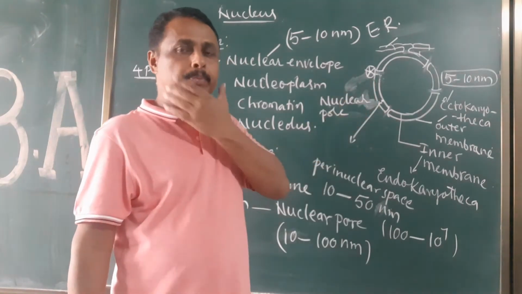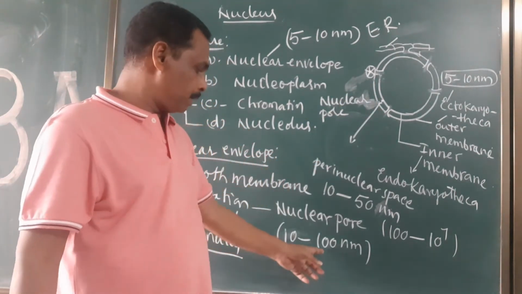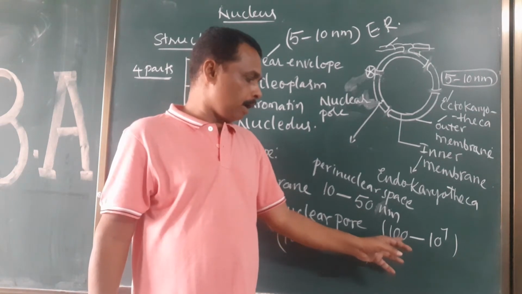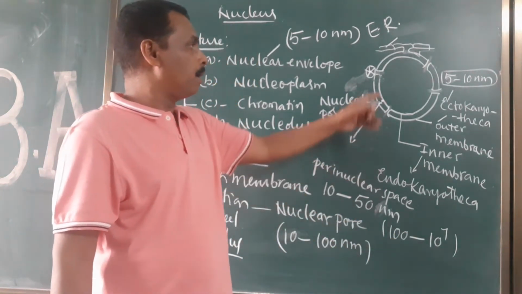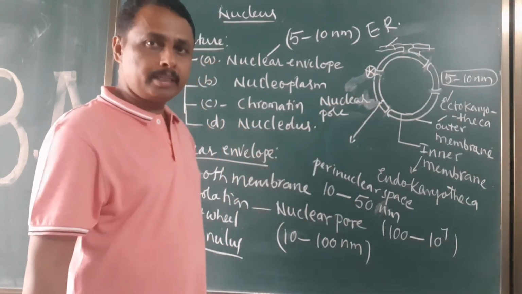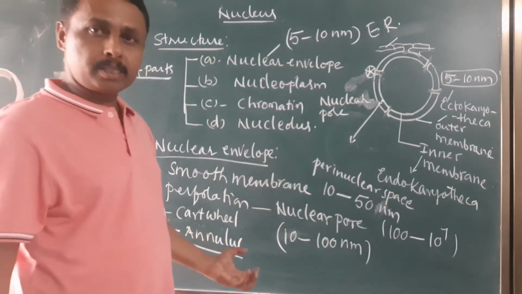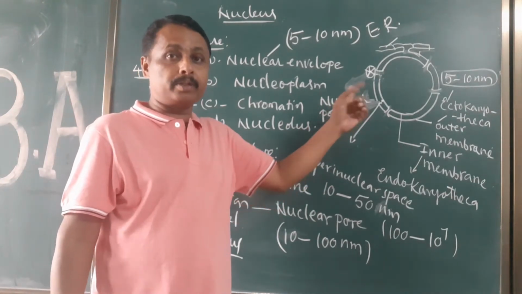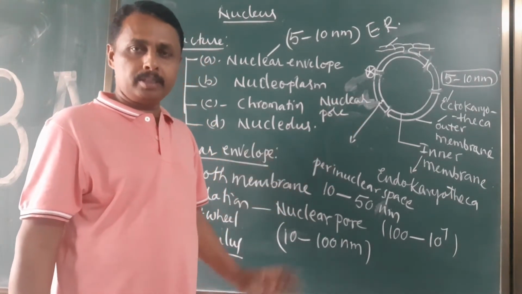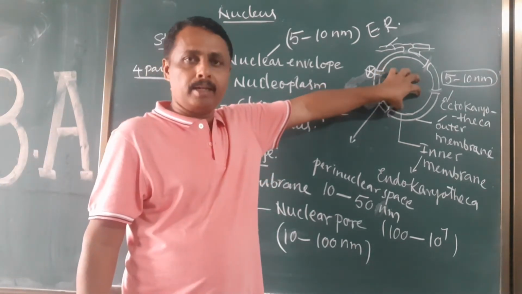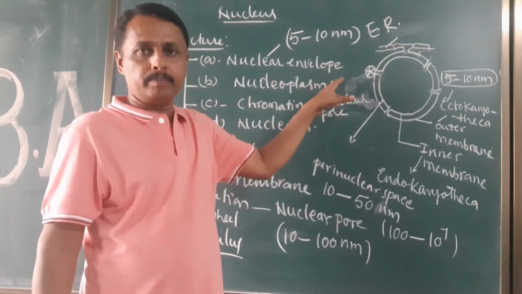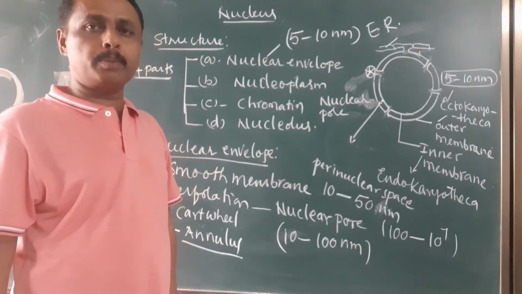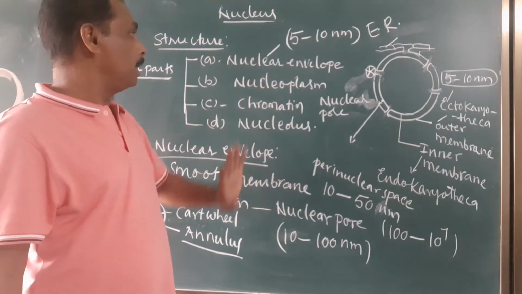The diameter of the nuclear pore is about 10 to 100 nanometers. The number of nuclear pores is about 10 to the power 7. At each nuclear pore, a cartwheel-like diaphragm is present, and this structure is known as an annulus. The annulus acts as a plug for the nuclear pores. Whenever this plug opens, nuclear material is exchanged with the cytoplasm and vice versa, that means from cytoplasm to nucleoplasm through these nuclear pores. That is about the nuclear envelope.